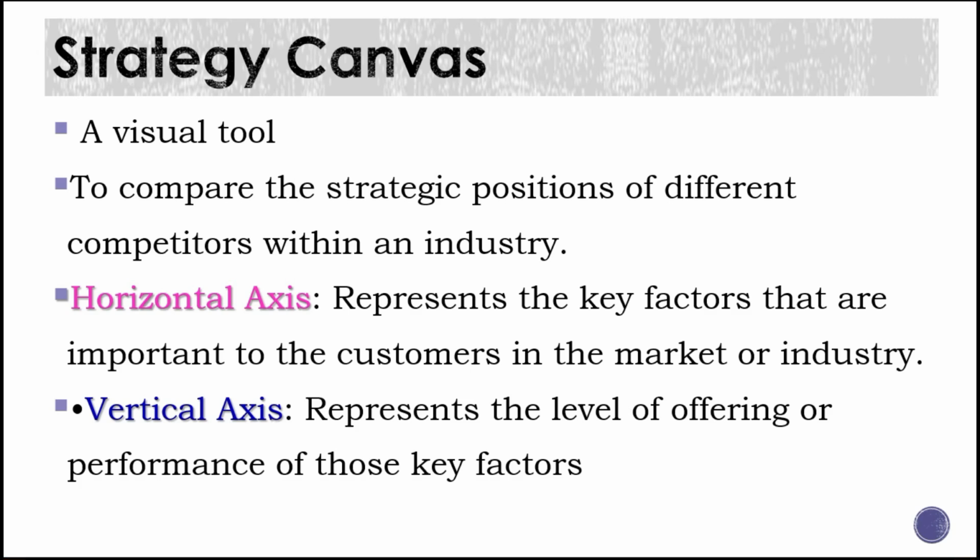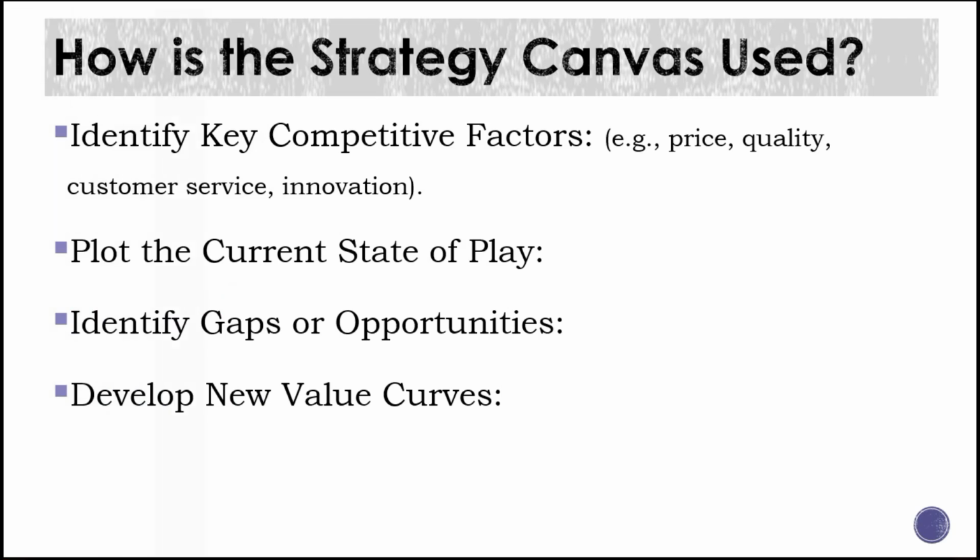The Strategic Canvas is typically divided into two axes. The horizontal axis represents the key factors that are important to the customers in the given market or industry, and the vertical axis represents the level of offering or performance on those key factors, which is usually shown from low to high. So let us understand how this Strategic Canvas is used.